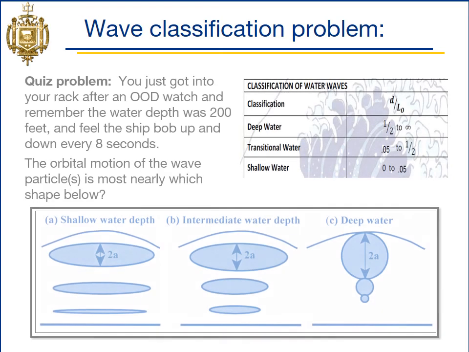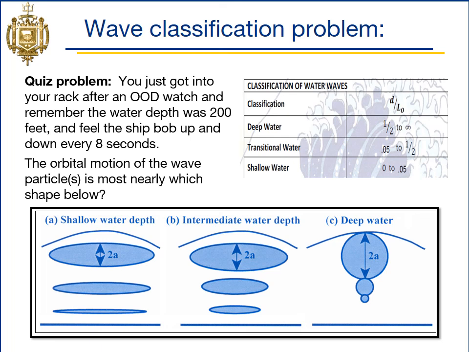Okay, so here's another little example. Imagine you're on a ship and you know that your water depth is 200 feet. That's an easy thing to measure from a ship with a fathometer. And you feel the ship bob up and down every 8 seconds. So you're timing this with a stopwatch, and you notice that the wave period is every 8 seconds because the ship is following the particle motion of the water. Therefore, the frequency with which the ship bobs up and down is the same as the wave frequency.